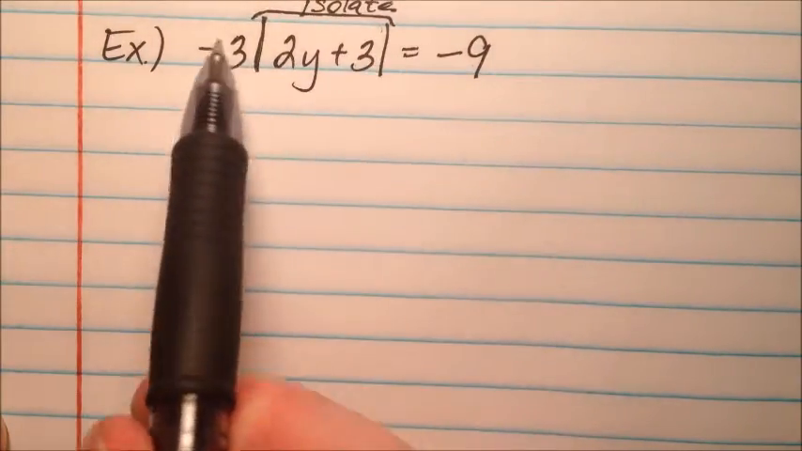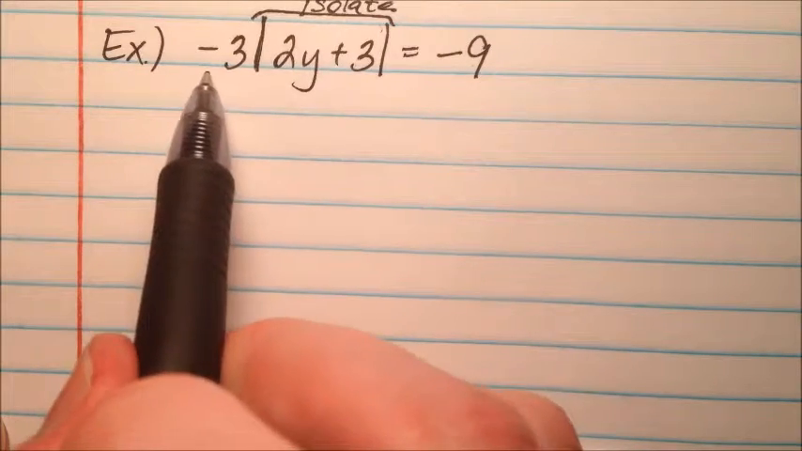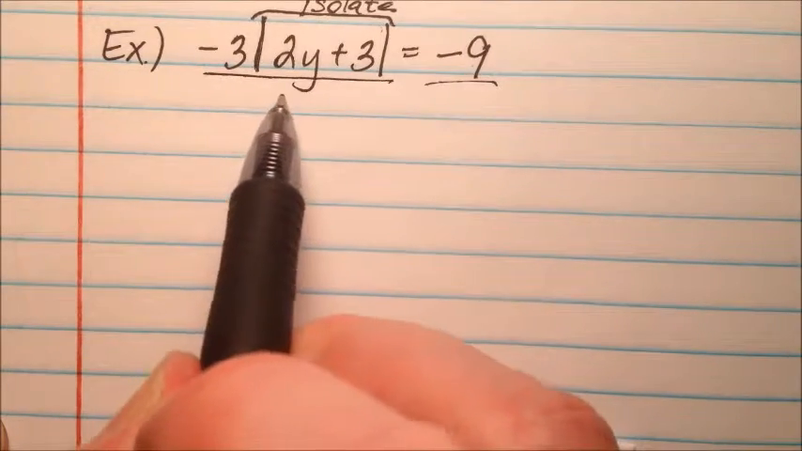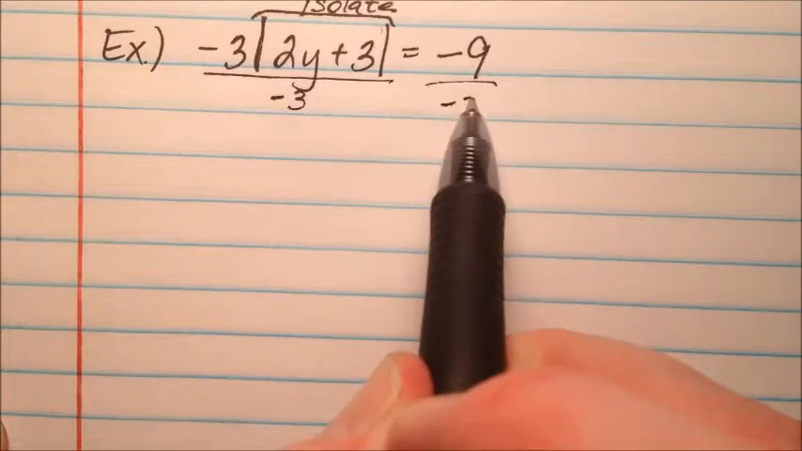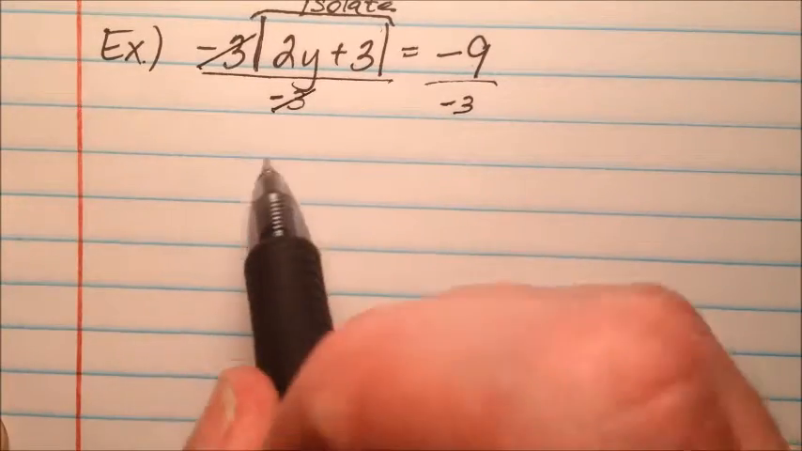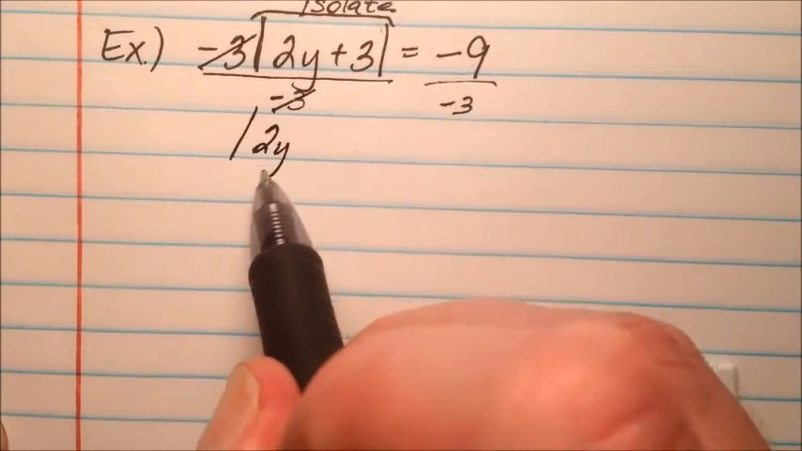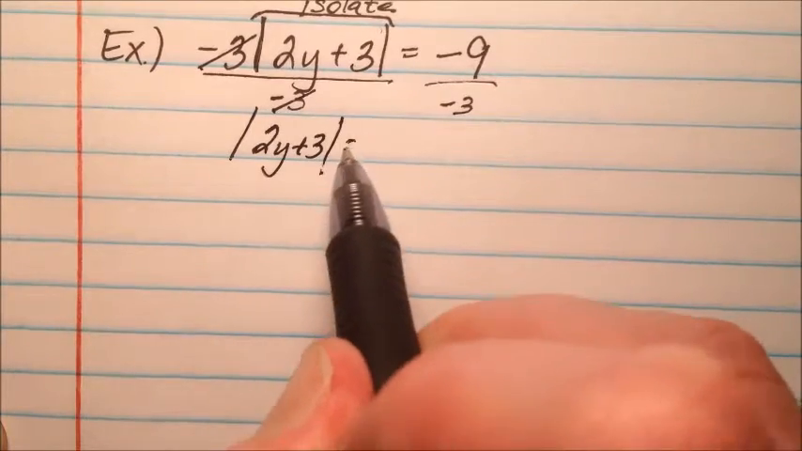Well, right now the only other thing on this side is this negative 3 right here. So let's divide both sides by negative 3. When I do that, the negative 3's cancel, and I have 2y plus 3 in my absolute value bars.